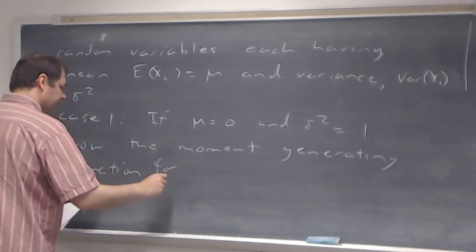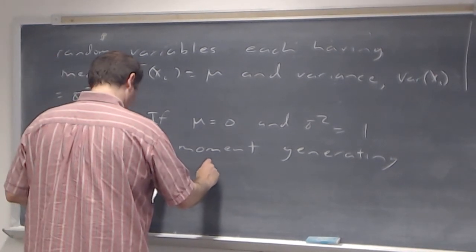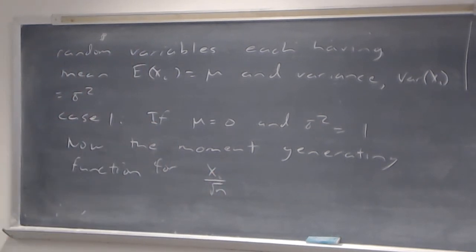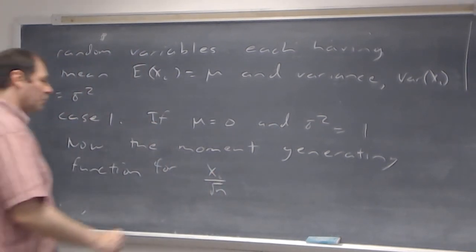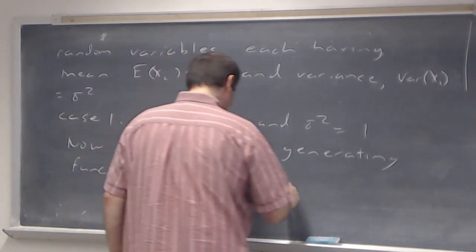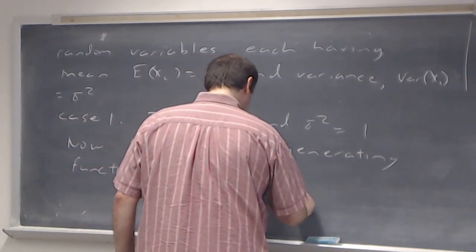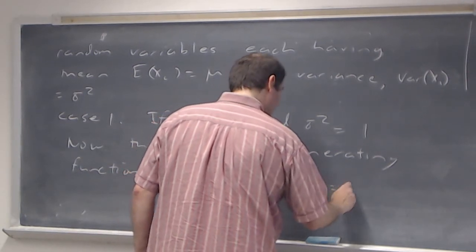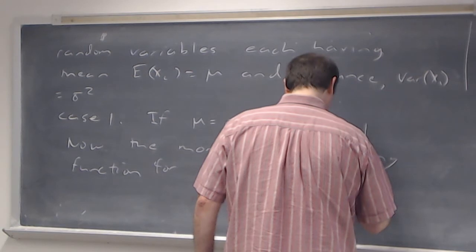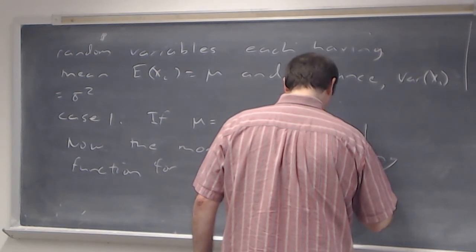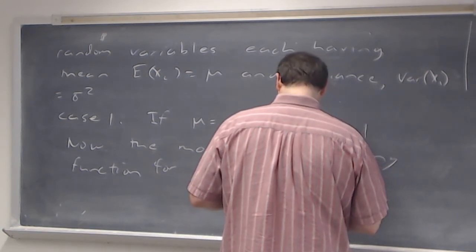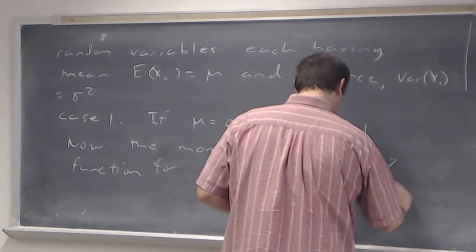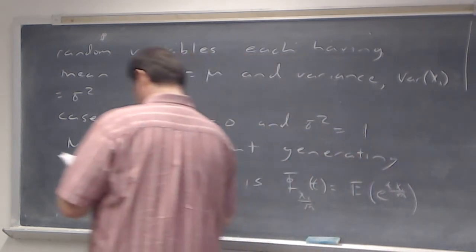For this case, we're talking about, first of all, x sub i over the square root of n, just that guy. And what is it? Well, it's going to be phi sub x sub i over the square root of n of t, and it's equal to the expected value of e to the t times x_i over the square root of n. That's what we have.